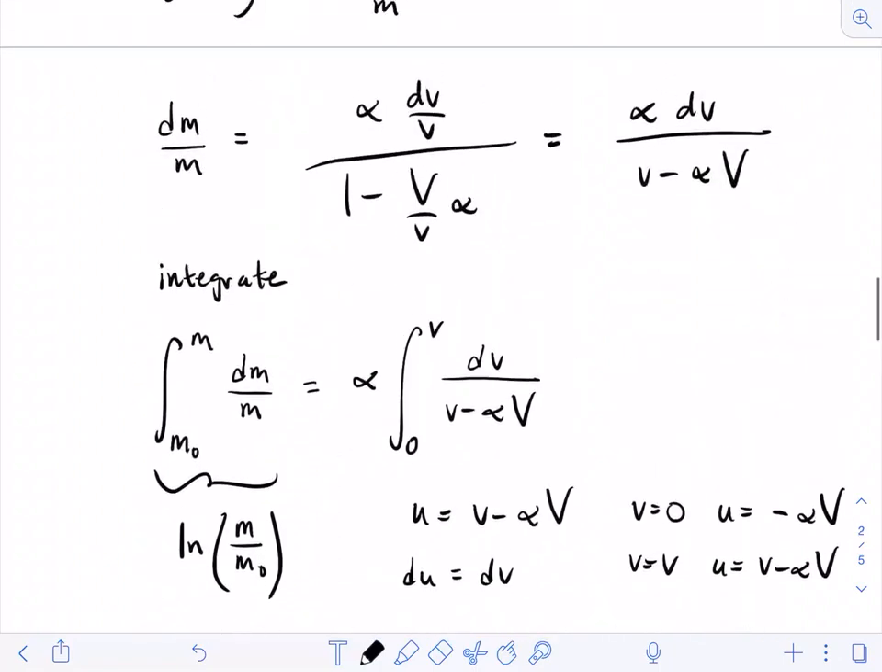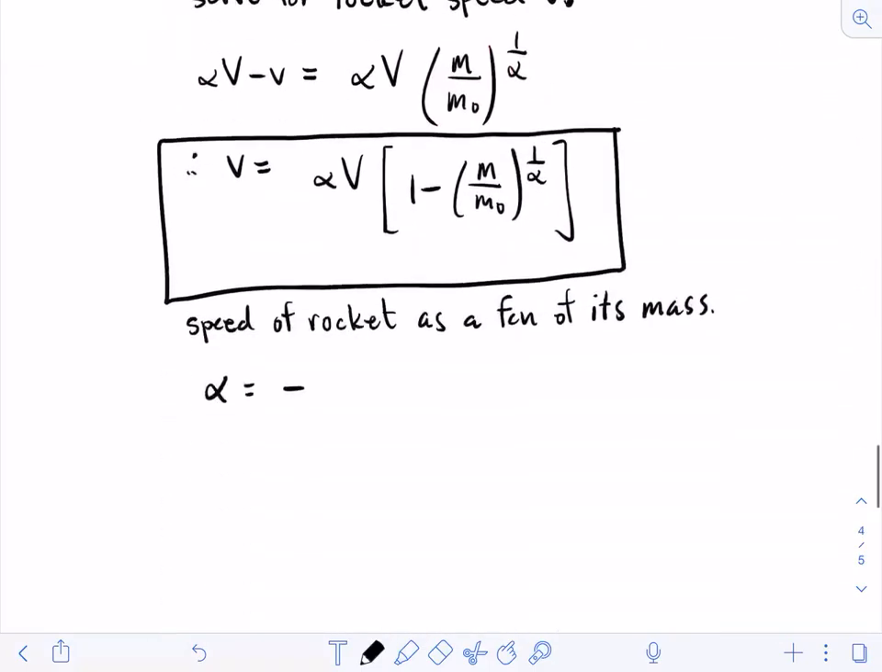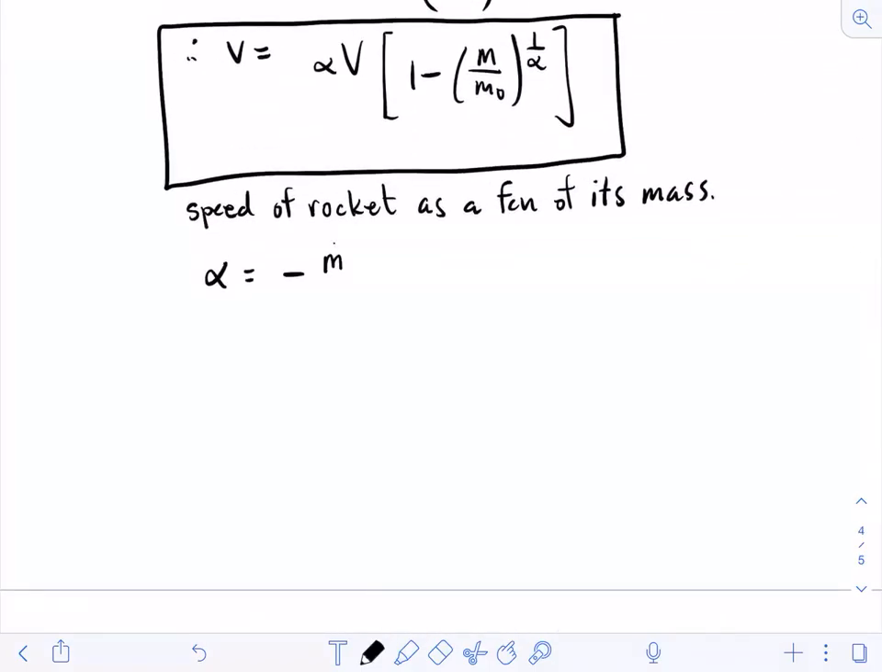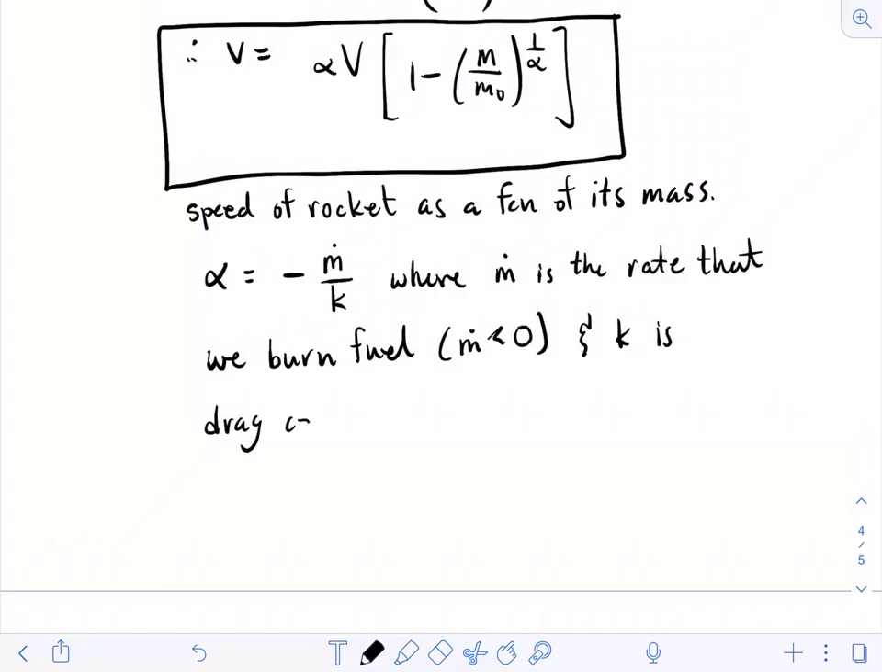Let's remind ourselves that alpha was equal to, let's just go check, minus m dot over k, yeah, minus m dot over k, where m dot is the rate that we burn fuel. M dot was negative. And k is the drag coefficient due to the atmosphere.